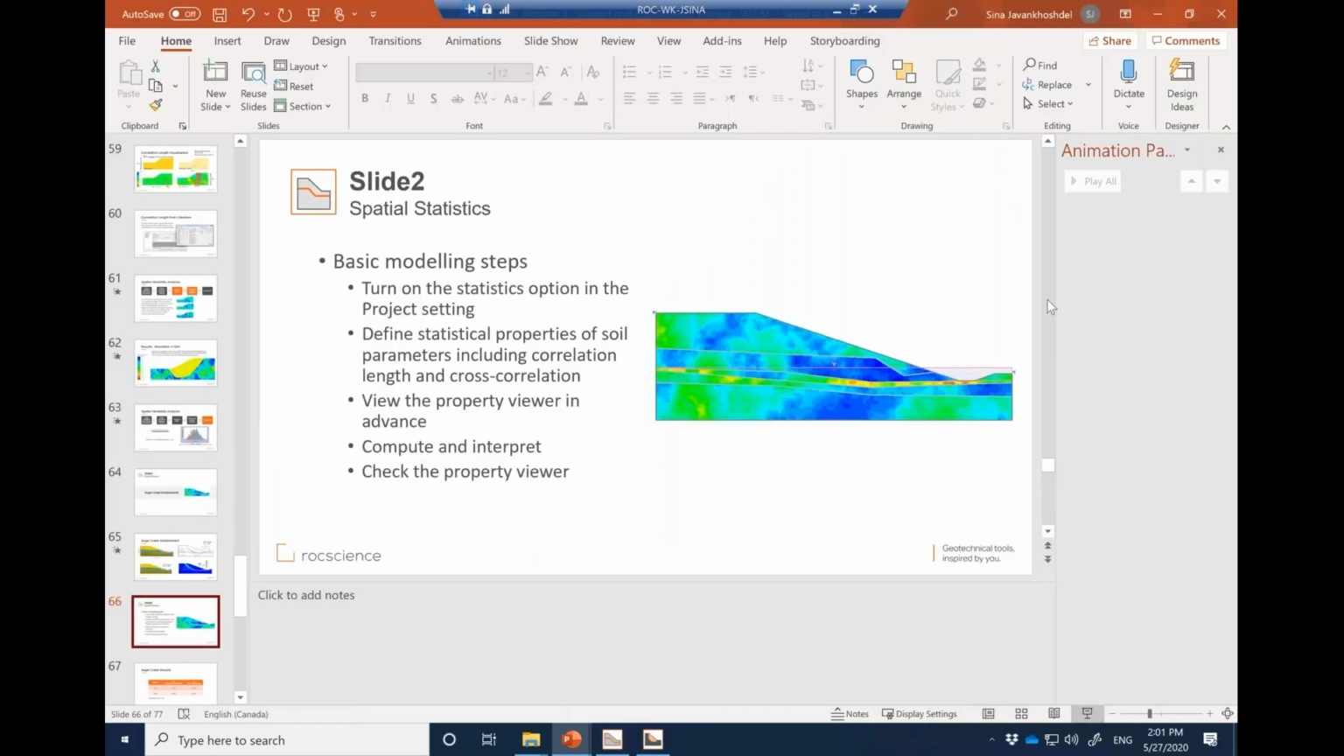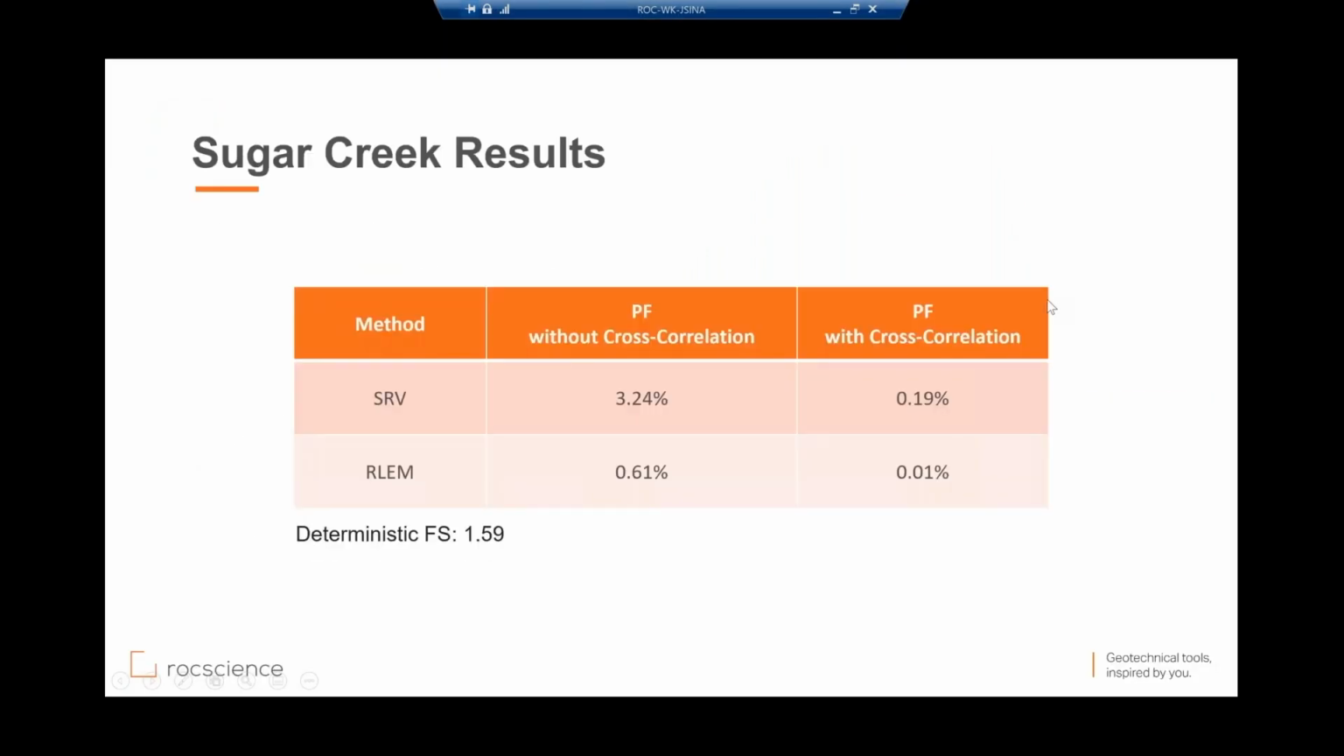So if we go back to the presentation, we compare 2 different cases: a single random variable method without spatial variability, without cross correlation, gives a factor of safety of 3.24. But the random limit equilibrium method, which considers spatial variability together with cross correlation, gives a probability of failure of 0.01%, which is actually good for design purposes, considering this deterministic factor of safety, which is 1.6.